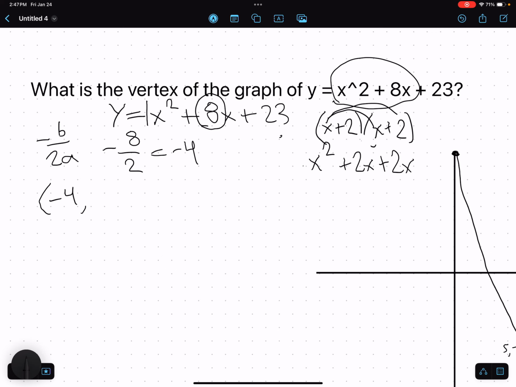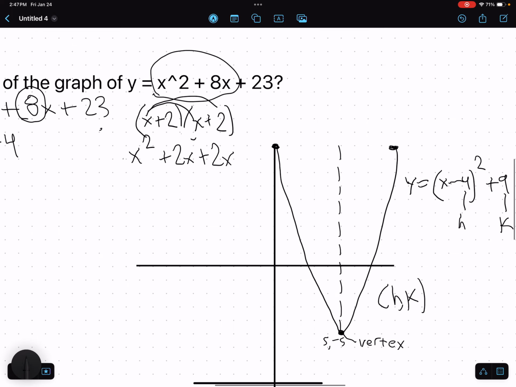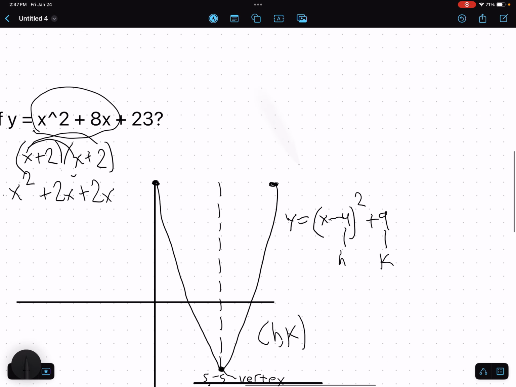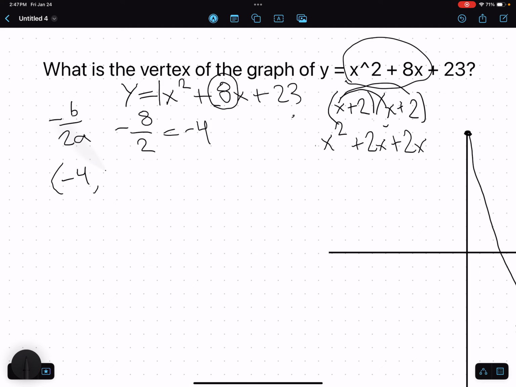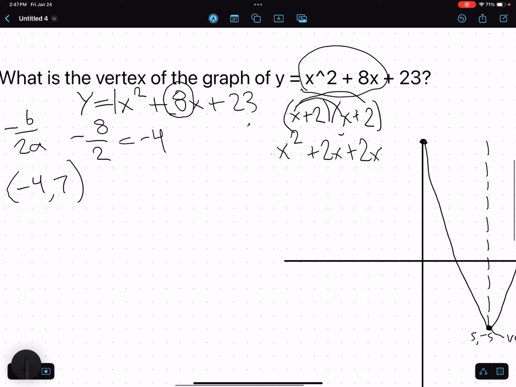So if you complete the square, you're going to wind up with an equation of the form, similar to the standard form over here, y equals x minus 4 squared plus 7, telling us that here's our h and the k. The h is negative 4 and the k is 7. It's going to be in parentheses. That's our complete coordinate there. So our vertex point thus is negative 4, comma 7, and that's the vertex point of the graph.